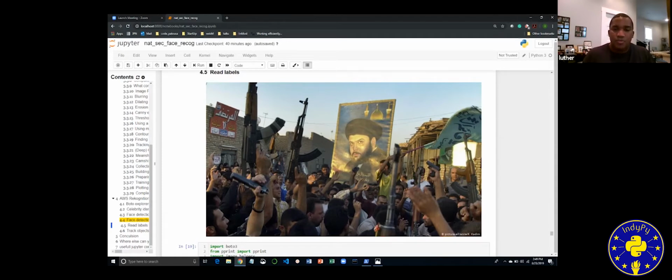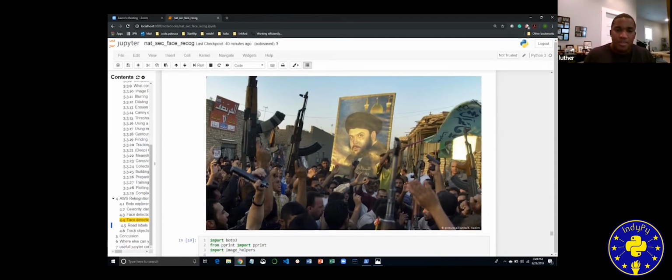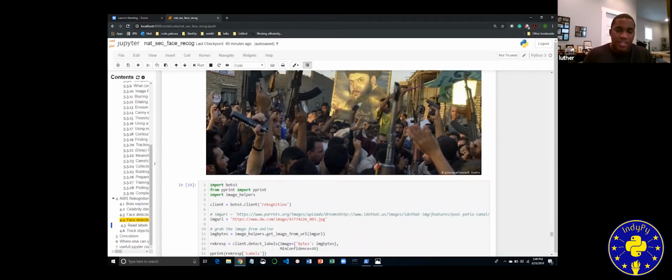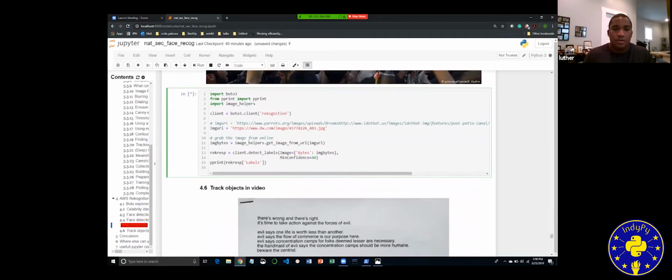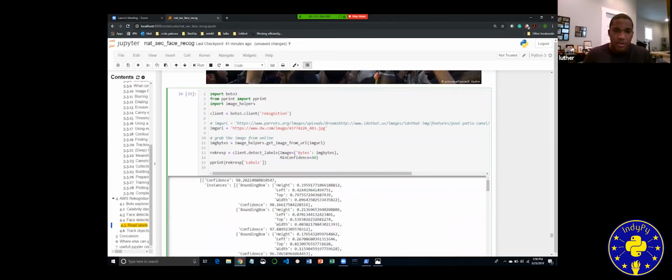Now what we're going to do is read labels. We're going to ask Amazon, show me the objects you have in this. If you look at this, you can clearly see there's a bunch of guns. There's a bunch of weapons, and you would think that Amazon would pick those up relatively quickly, right? So here, you have some pre-populated results, but we're going to run it again.